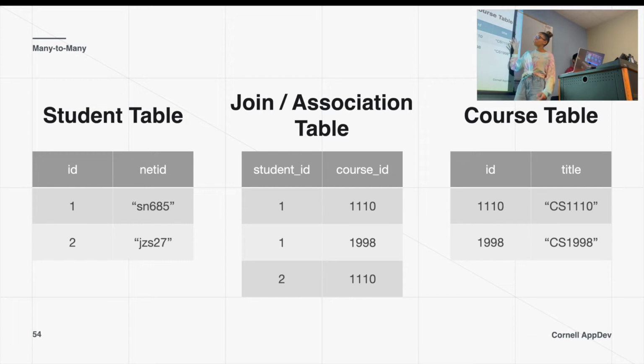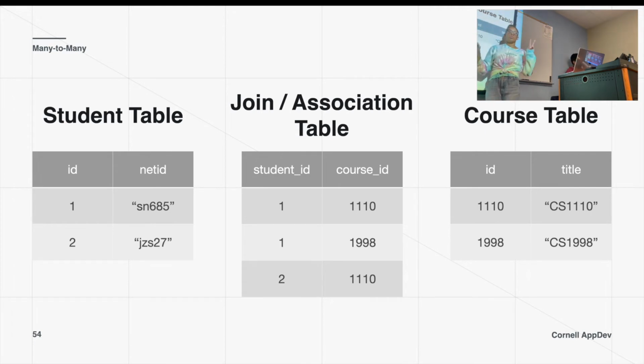The way to relate these two, we're saying that the student of ID 1 is enrolled in the course 1110. The student of ID 1 is also enrolled in the course 1998. The student of ID 2 is also enrolled in the course with the ID of 1110. Essentially, these are student IDs, and this forms a relationship with the course ID.